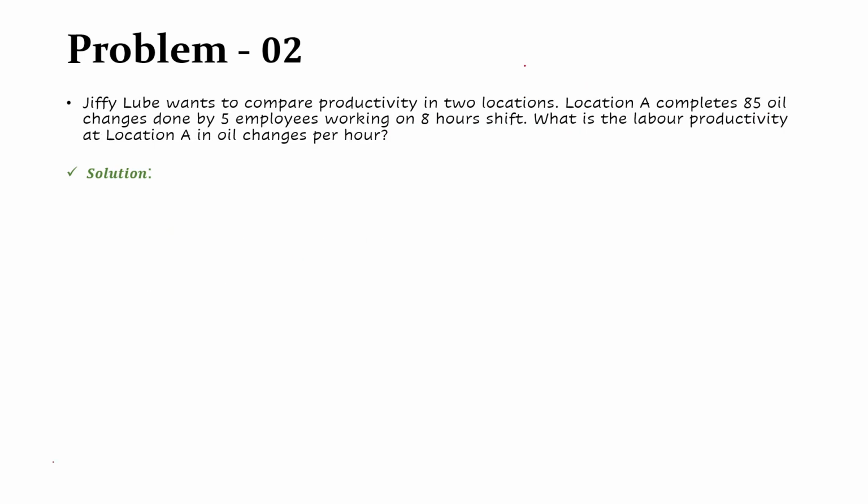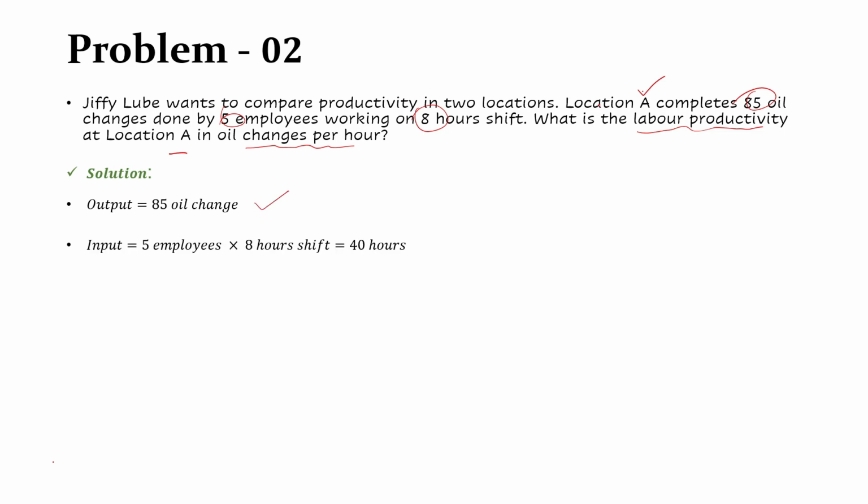In problem 2, we have the information of Jiffy Lube and the company wants to compare productivity in 2 locations. At location A, we have the information about the number of oil changes, which is 85 oil changes done by 5 employees working on 8 hours shift. We are required to calculate the labor productivity at location A. The output value is 85 oil changes, and we have the input in the form of 5 employees who work for 8 hours per shift.